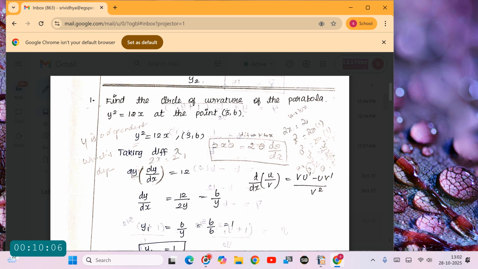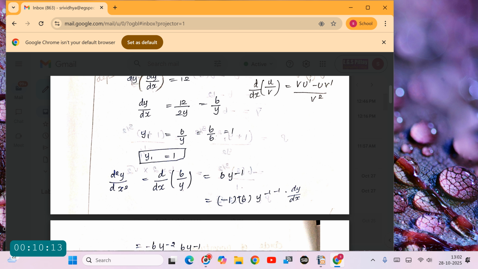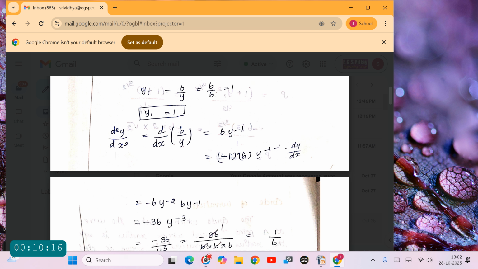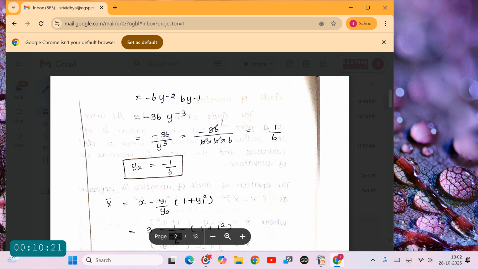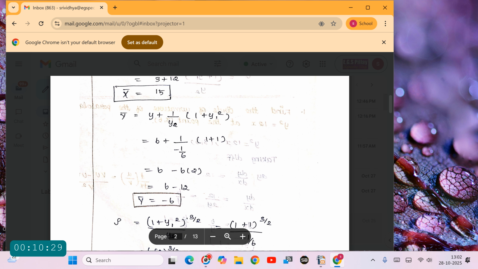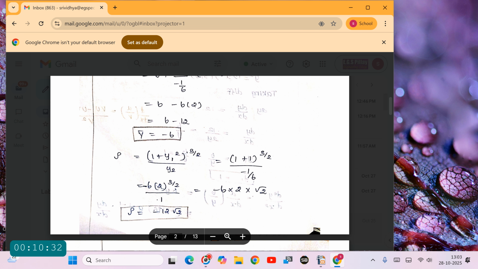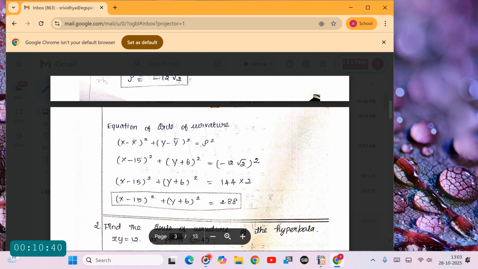The problem is given by y square equal to 12x. We take the first derivative with respect to x, that is dy by dx, and apply the point (3, 6). We found that y1 equal to 1. Taking the second derivative with respect to x, d square y by dx square, and applying the point (3, 6), we found that y2 equal to minus 1 by 6. x bar and y bar are also found as 15 and minus 6, and the rho value is minus 12 root 2 by using the formula 1 plus y1 square whole power 3 by 2 by y2. Finally, we can frame the equation as x minus x bar the whole square plus y minus y bar the whole square equal to rho square.